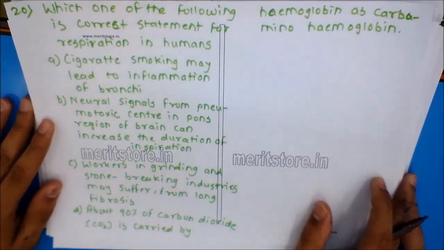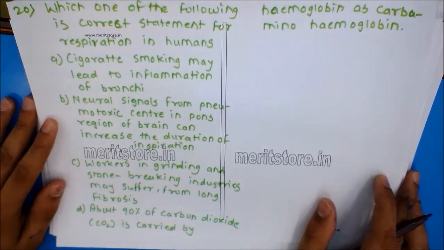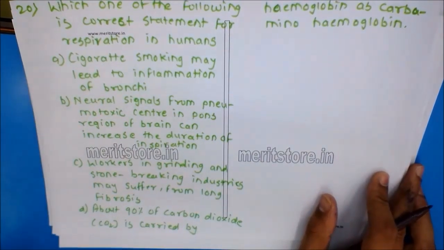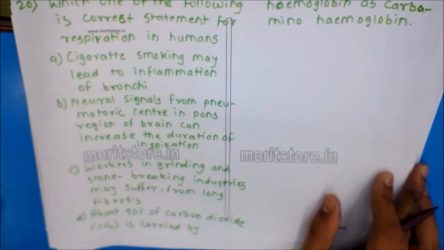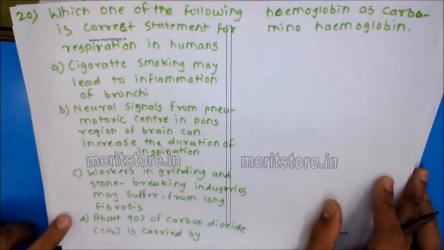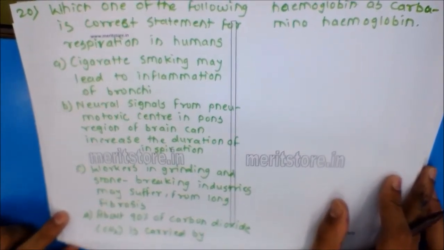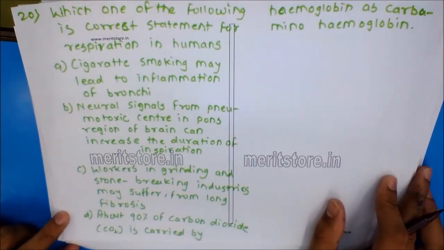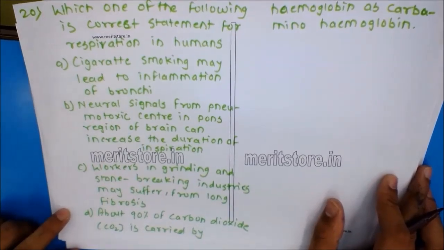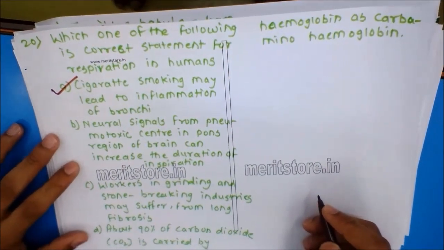Our next question is, which one of the following is correct statement for respiration in humans? Option A, cigarette smoking may lead to inflammation of bronchi. Option B, neural signals from pneumotaxic center in pons region of brain can increase the duration of inspiration. Option C, workers in grinding and stone breaking industry may suffer from lung fibrosis. Option D, about 90% of carbon dioxide or CO2 is carried by hemoglobin as carbaminohemoglobin. The correct answer to this question is option A, because cigarette smoking can lead to inflammation of bronchi.